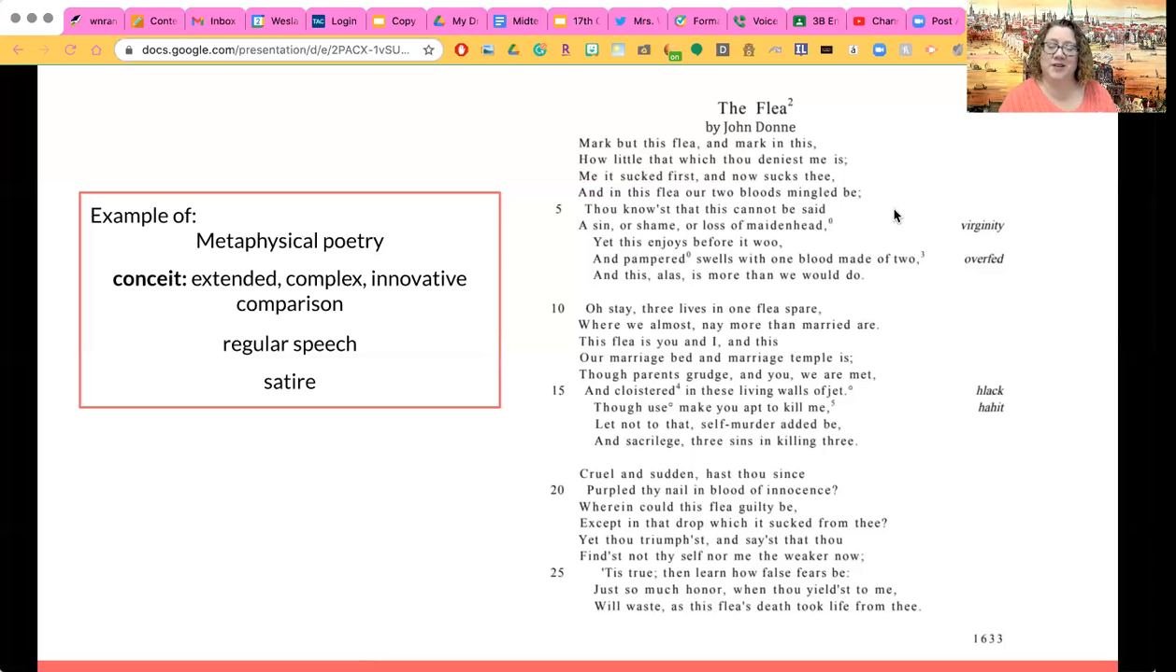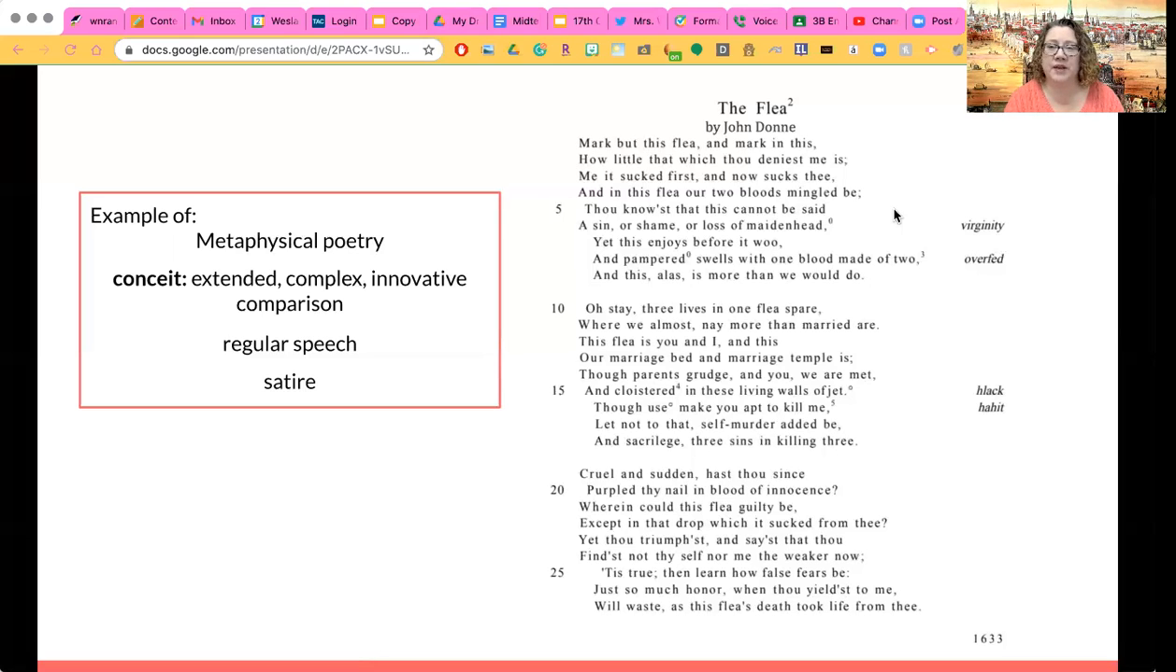And so he says, "Oh, stay, three lives in one flea spare, where we almost, nay, more than married are. This flea is you and I, and this our marriage bed and marriage temple is. Though parents grudge and you, we are met and cloistered in these living walls of jet. Though use make you apt to kill me, let not to that self-murder added be, and sacrilege, three sins in killing three."